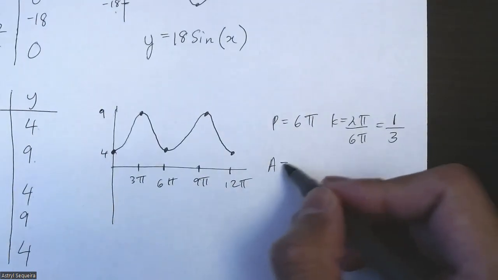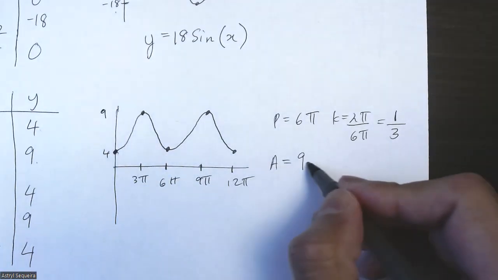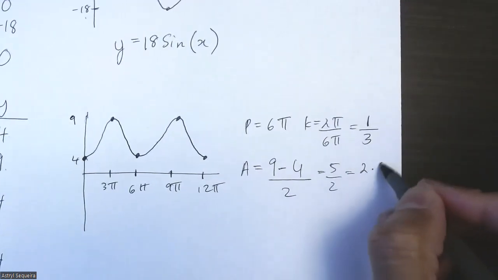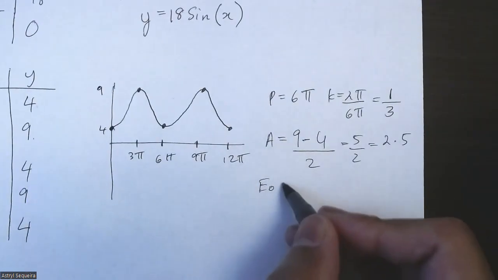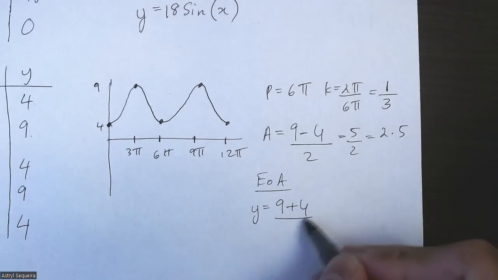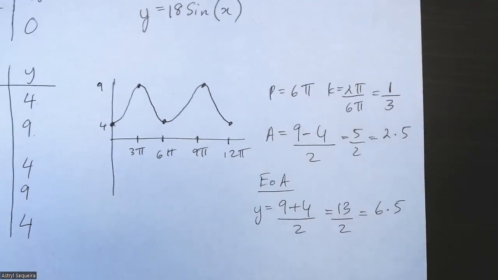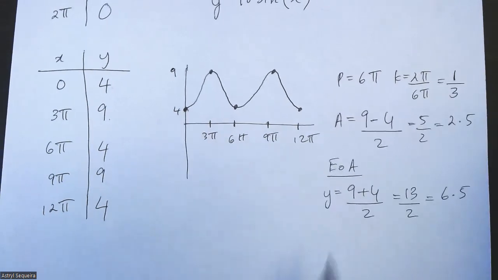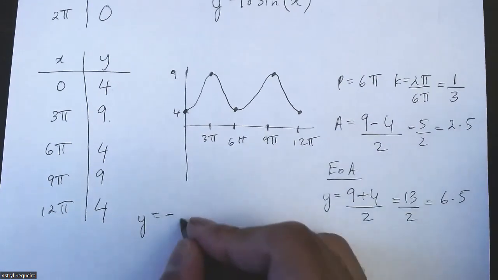My amplitude, so remember, amplitude is just max minus min divided by 2, which is just 5 over 2, which is 2.5, or you could just leave it as 5 over 2 if you want. Your equation of axis is the midpoint of your max and min. So max plus min divided by 2, just 13 over 2, which is just 6.5. And like I said, there's no phase shift here, if the minimum is the starting point, it's a negative cosine equation.